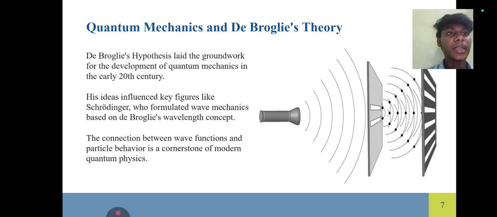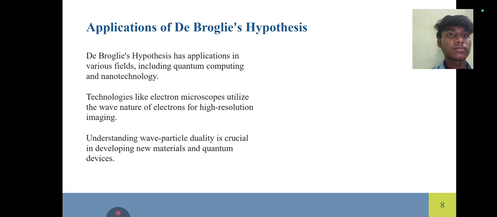Quantum mechanics and de Broglie's theory. De Broglie's hypothesis laid the groundwork for the development of quantum mechanics in the early 20th century. His ideas influenced key figures like Schrödinger, who formulated wave mechanics based on de Broglie's wavelength concept. The connection between wave functions and particle behavior is a cornerstone of modern quantum physics.